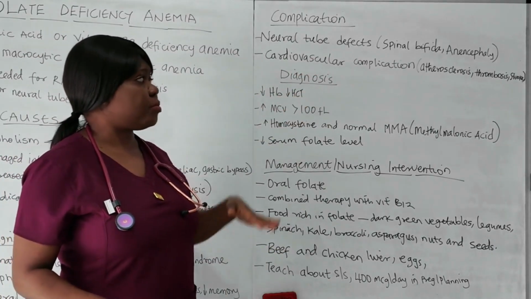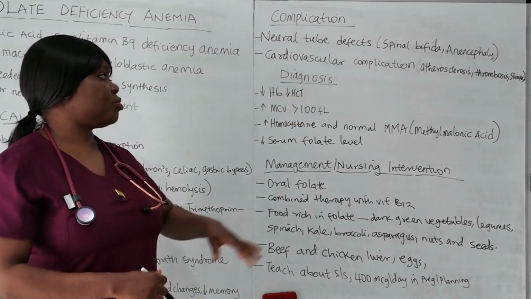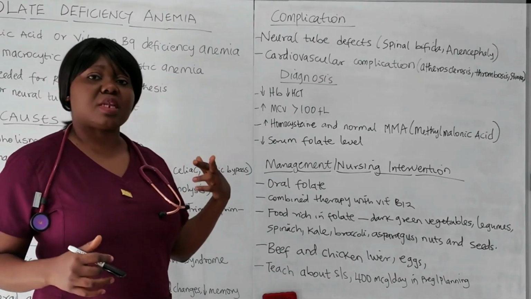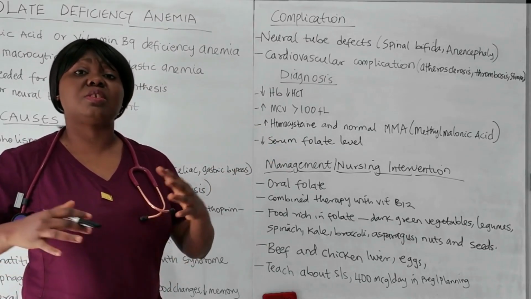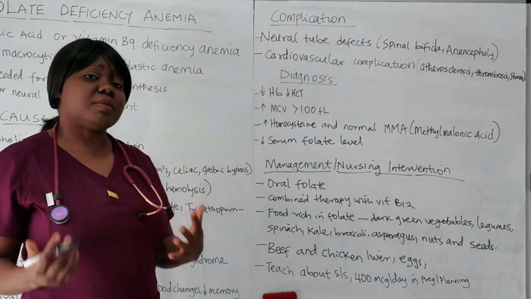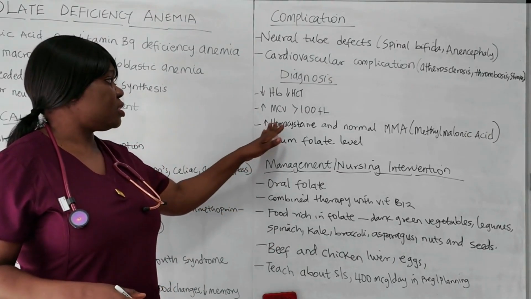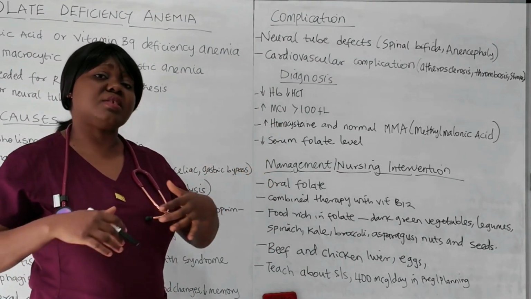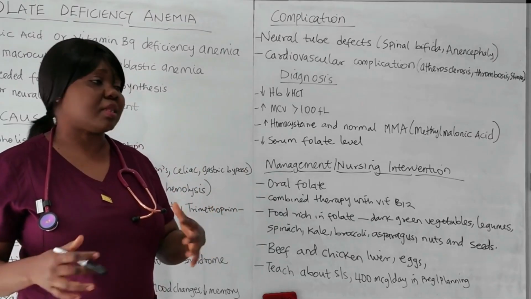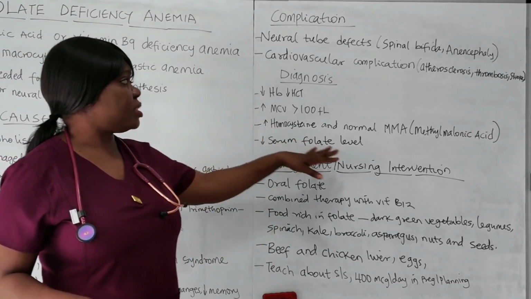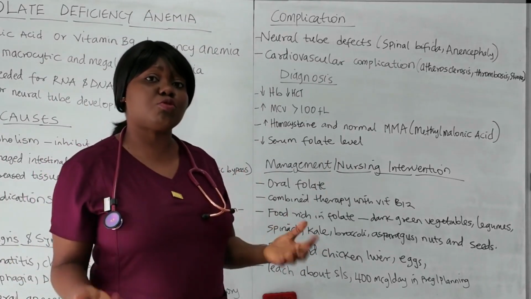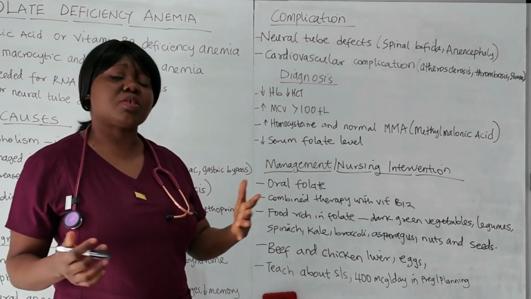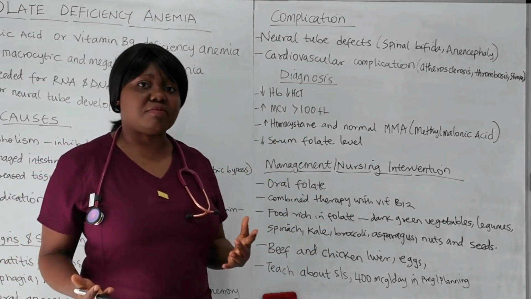Then cardiovascular complications, and that's due to the presence of increased homocysteine. This homocysteine is a byproduct of amino acid. Usually the body doesn't need it again. When a patient is experiencing folate deficiency, this homocysteine level is increased, and it's not supposed to be needed by the body at that point. When it accumulates, it can put a patient at risk of atherosclerosis, thrombosis, even stroke. So all those cardiovascular complications can arise because of folate deficiency.